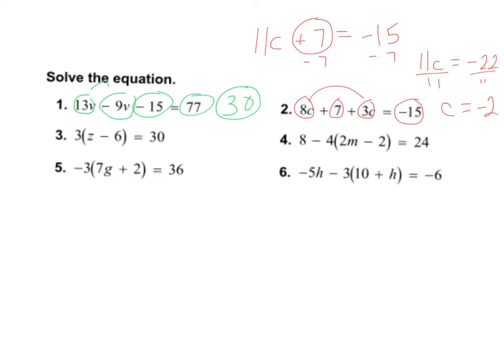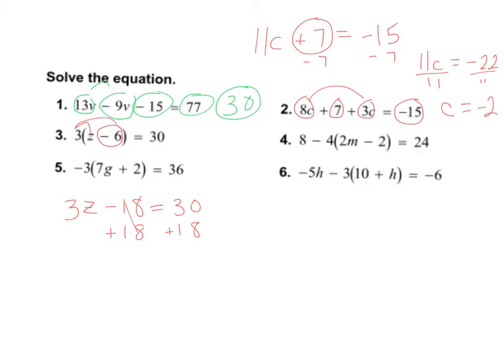On number 3, before I do the terms, I'm going to distribute the 3. So I'm going to have 3 times z, which is 3z, 3 times negative 6, negative 18, is equal to 30. I'm going to add 18 to both sides. 3z is equal to 48. Divide both sides by 3. Z is equal to, looks like 16.